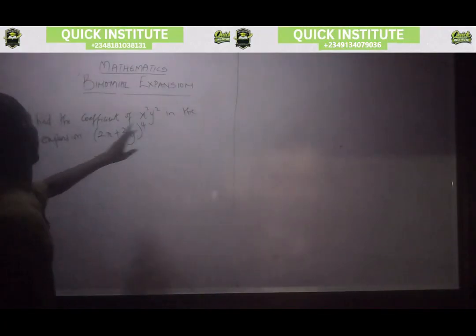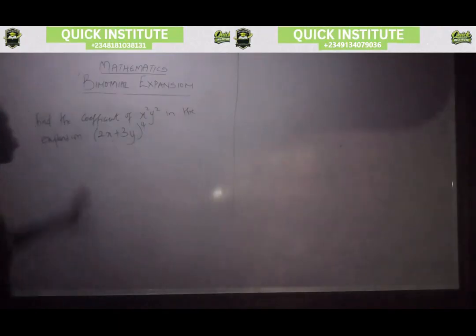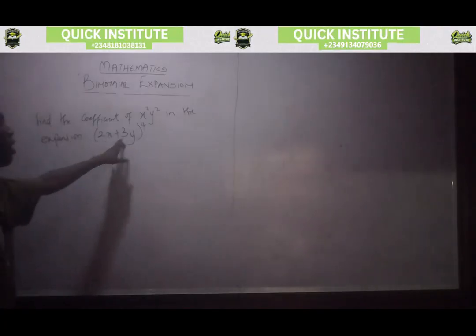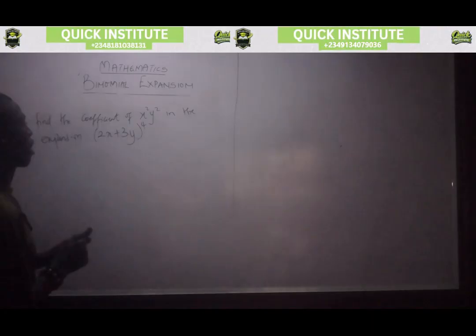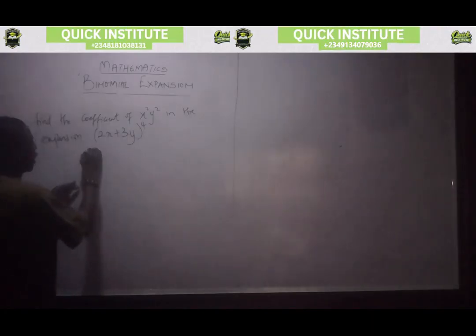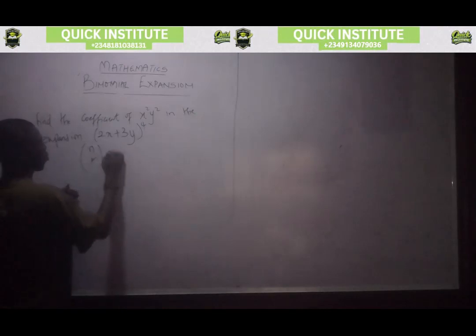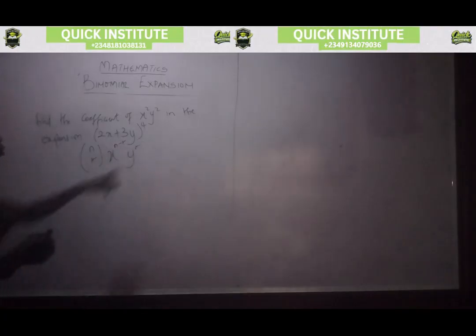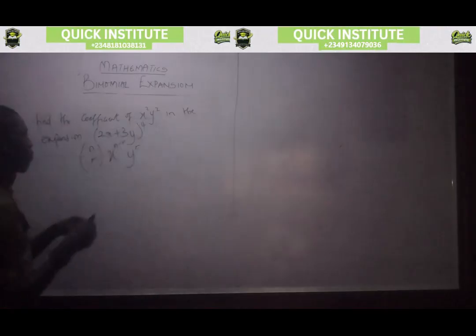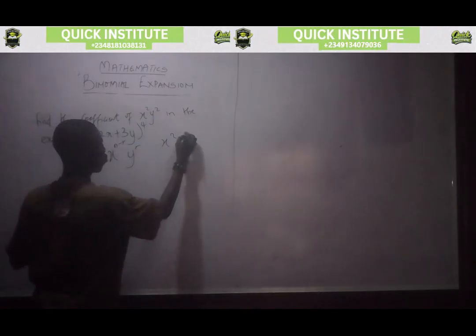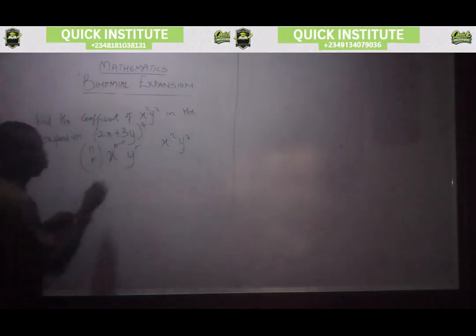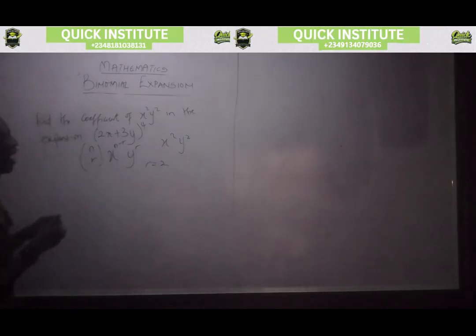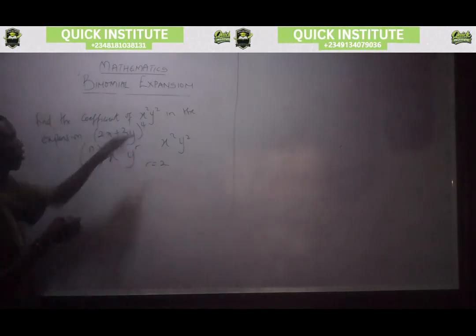Thank you. So now here they said you should find the coefficient of x squared y squared in the expansion of (2x + 3y)^4. You don't need to expand the whole thing; this is how you do it. Remember that I said the formula is nCr times x^(n-r) times y^r. So your r will be 2, comparing to x squared y squared, and your n will be the same as what they gave in the question.